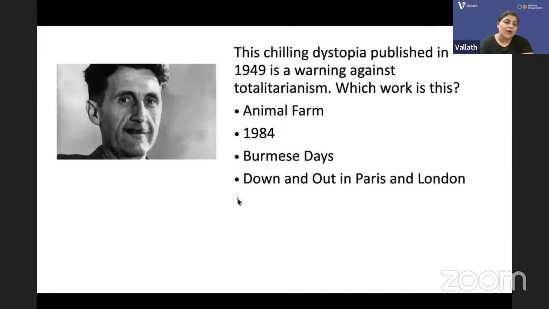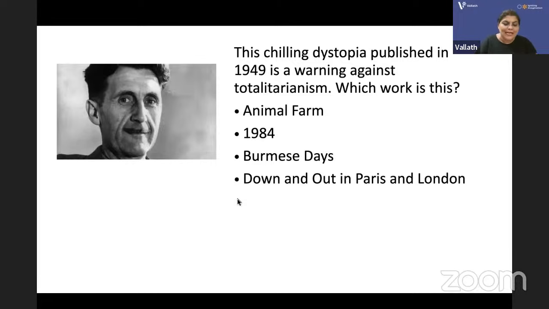Good. Now, this chilling dystopia was published in 1949 as a warning against totalitarianism. Oh my God, why did I put this question here? YouTube owners and their officials are going to contact me saying, why are you asking such questions? Because students will answer now. Which work is this? Is it Animal Farm, 1984, Burmese Days, or Down and Out in Paris and London? Everybody is saying 1984.